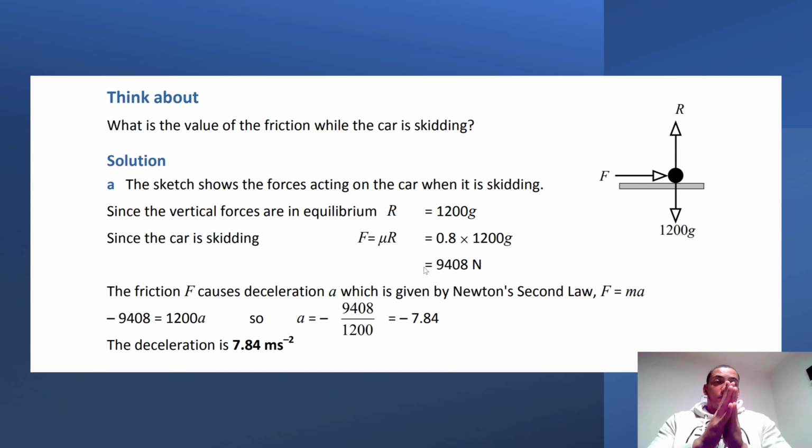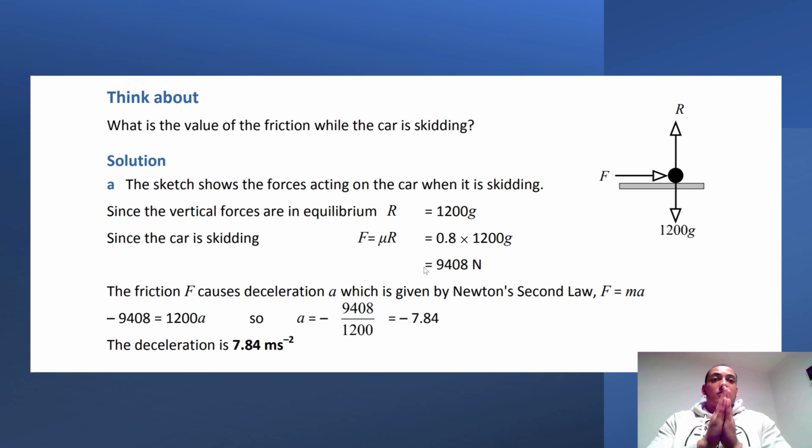So this free body diagram shows the forces acting on the car when it's skidding. Since the vertical forces are in equilibrium, R equals 1200 multiplied by 9.81. And since the car is skidding, we must apply the formula for the coefficient of friction to find the force. So we're going to multiply 0.8, which was given to us earlier, by 1200, multiplied by 9.81, which equals 9,408 newtons.